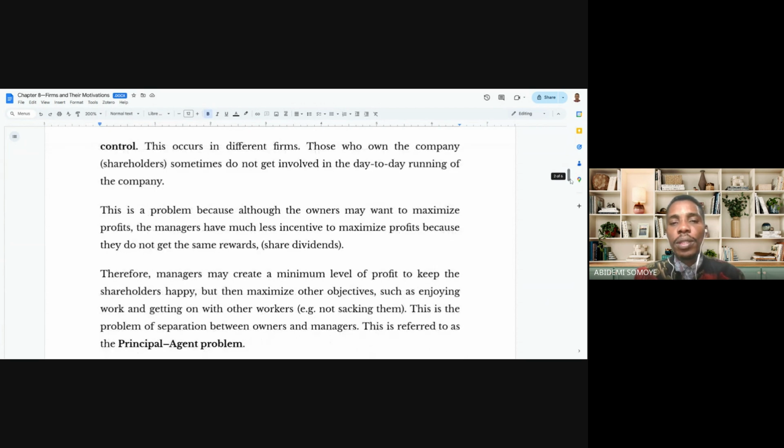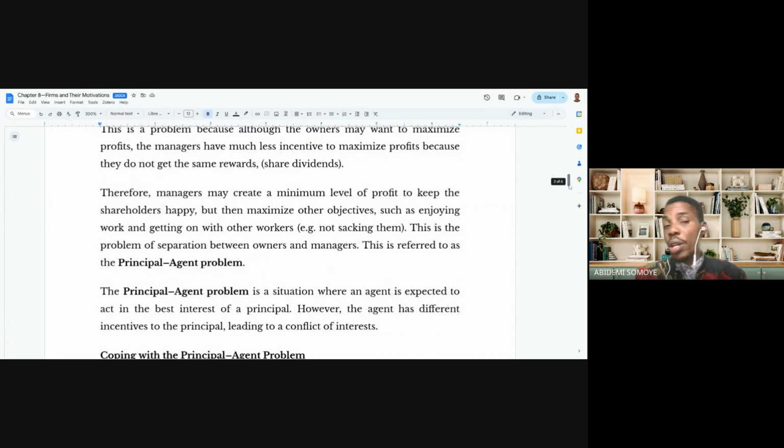This is a problem because although the owners may want to maximize profits, the managers have much less incentive to maximize profit because they do not get the same rewards, in brackets, share dividends. Therefore, managers may create a minimum level of profit to keep the shareholders happy, but then maximize other objectives such as enjoying work and getting on with other workers, not sacking them. This is the problem of separation between owners and managers.